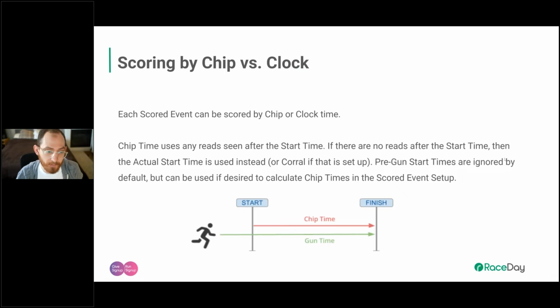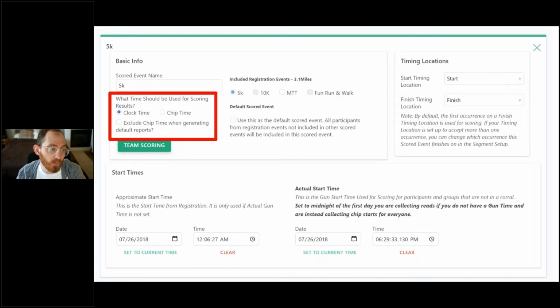So with each scored event, you can decide whether you should be sorting the default report based on chip or based on clock time. And that could be pretty different depending on how deep of a start you have. So right in here, you can see where you decide if you want to sort by clock or chip time.